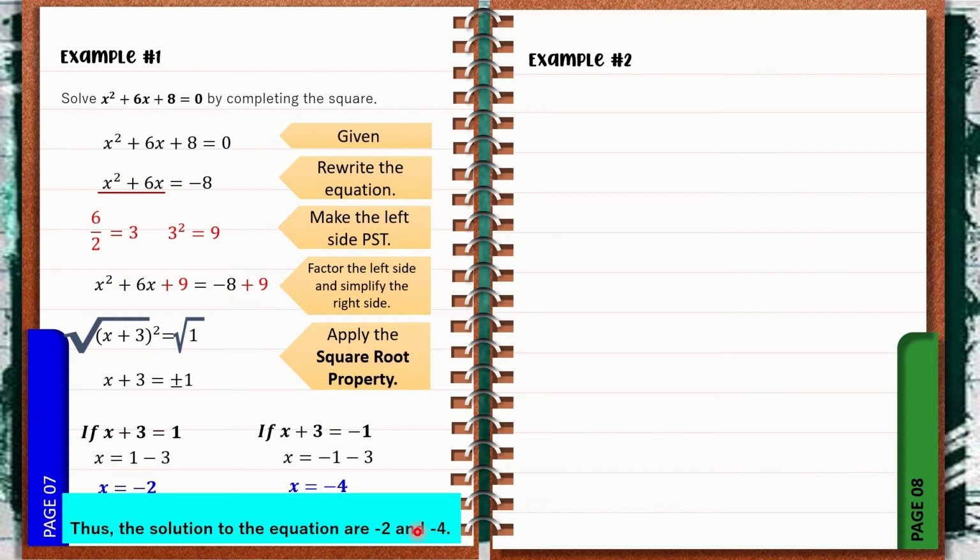Next, example number 2. Solve x squared minus 4x is equal to 12. In this case, we don't need to rewrite it since the variable is already on one side while the constant is on the other side. So let us just simply make the left side a perfect square trinomial. The coefficient of x is negative 4. So let us get the half of negative 4, which is equal to negative 2. Now, square negative 2, we will obtain positive 4.